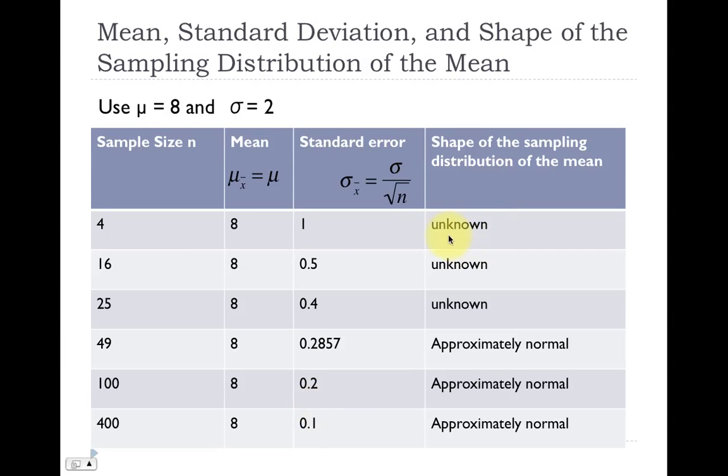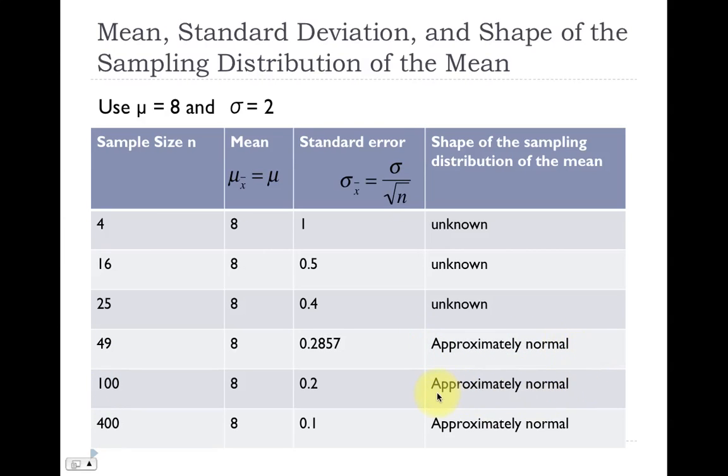The shape of the sampling distribution. When n is 4, the samples were taken of size 4. The result of the sampling distribution has a shape that's unknown, because n is not greater than 30. 4 is not greater than 30, so we really don't know the shape of the sampling distribution that is the result when taking samples of size 4. Same thing with size 16 and same thing with size 25. Only when the size is greater than 30, 49, 100, and 400, do you have shapes that are approximately normal.